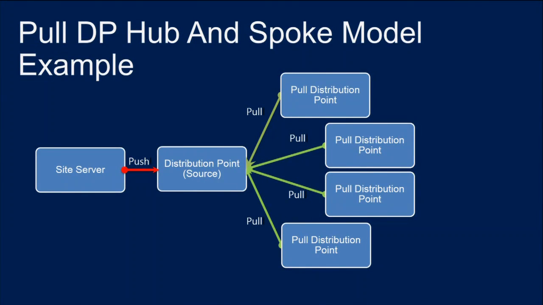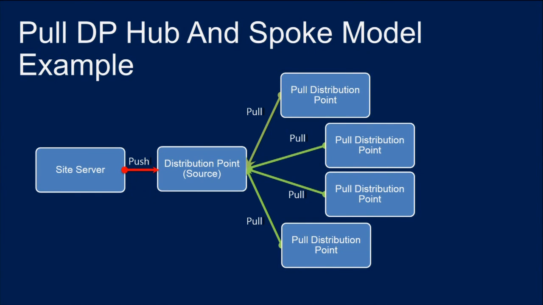Traditionally, with a standard DP, when you take a piece of content, an OS image file, a boot image file, a software update package, application, package, whatever it is, and you distribute it to a DP, the site server immediately makes a connection to that DP and pushes that content over the wire to that DP. Now, with 2012, you can schedule when that occurs, so it may not be immediately.